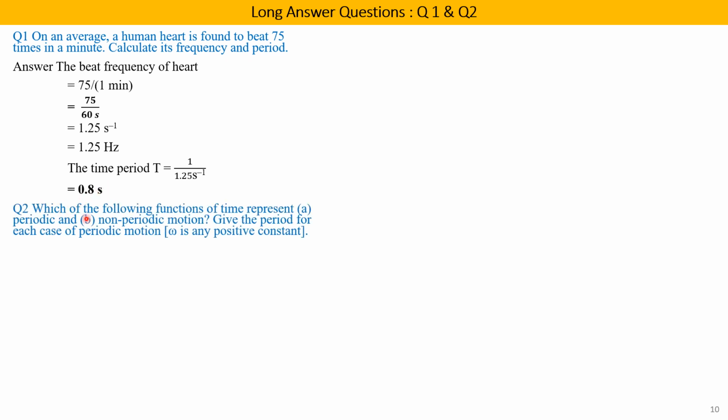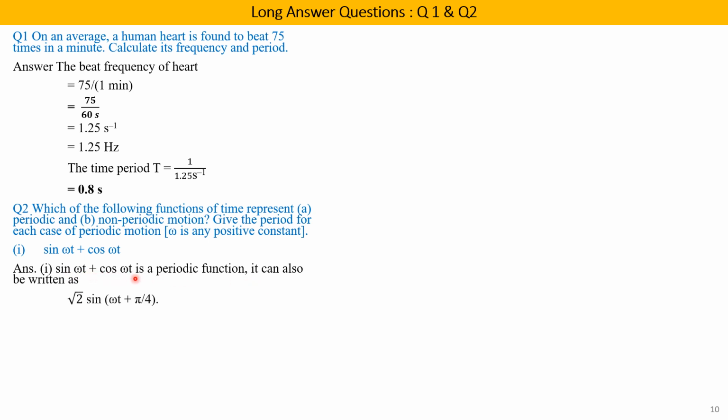Question number 2. Which of the following functions of time represent periodic and non-periodic motion? Give the period for each of the periodic motions. Omega is any positive constant. First, sin omega t plus cos omega t. Answer: sin omega t plus cos omega t is a periodic function. It can also be written as square root of 2 into sin(omega t plus pi by 4).